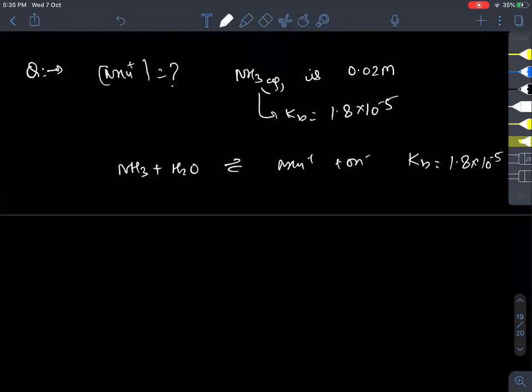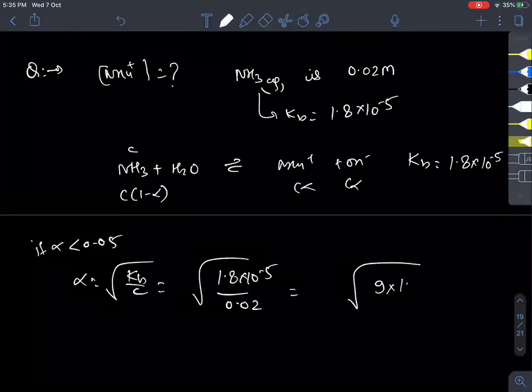And what is the value of C? 0.02. How much will it be? It will be 9 into 10 to the power minus 6. If I'm right. Sorry, minus 4. Yes, sir? Minus 4. Because this will be basically 2 into 10 to the power minus 2, so that will become minus 3, and this will be 0.9. If you convert it, this will be minus 4. Now, if you take the root, this will be 3 into 10 to the power minus 2.